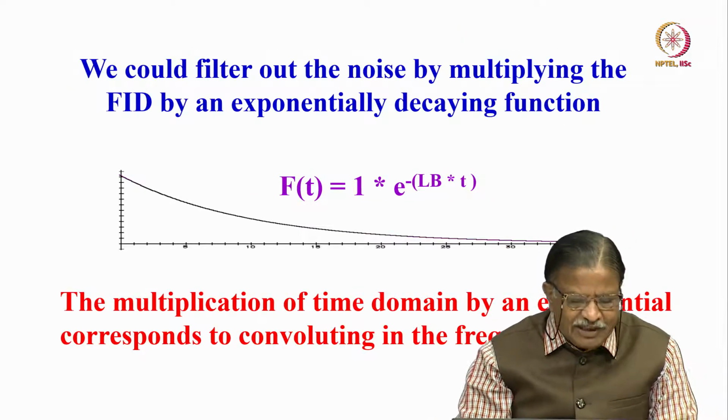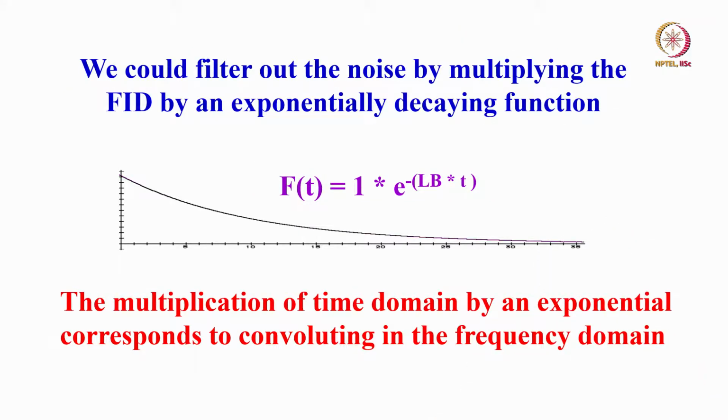For example, look at this signal. It is a time domain decaying signal. This is multiplied by an exponential function, LB. We could filter out the noise, as I told you, by multiplying by this. If there is a lot of noise in this later portion of the free induction decay, that all gets removed. Okay. So multiplication of the time domain by an exponential is nothing but a convolution in the frequency domain.